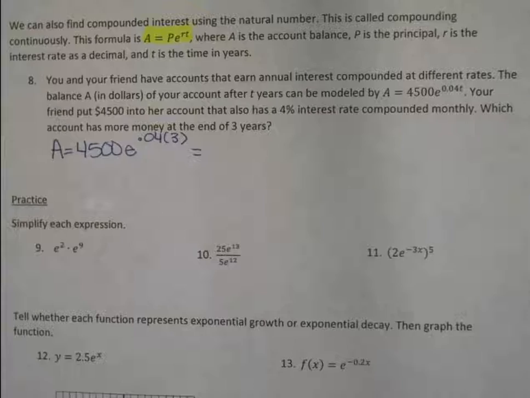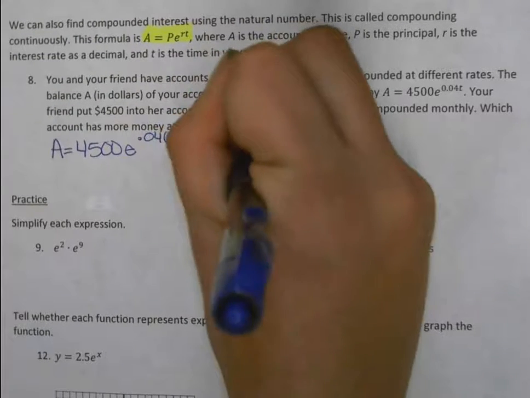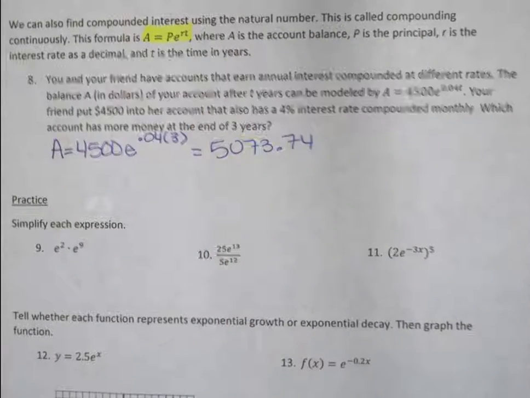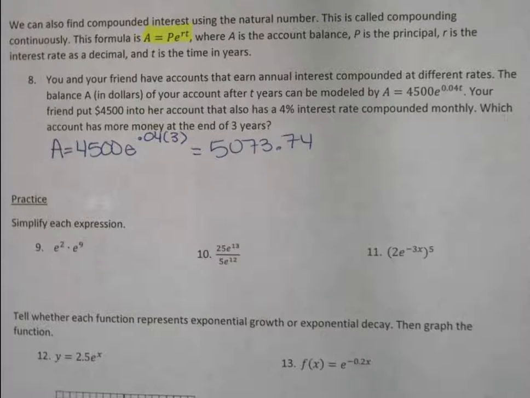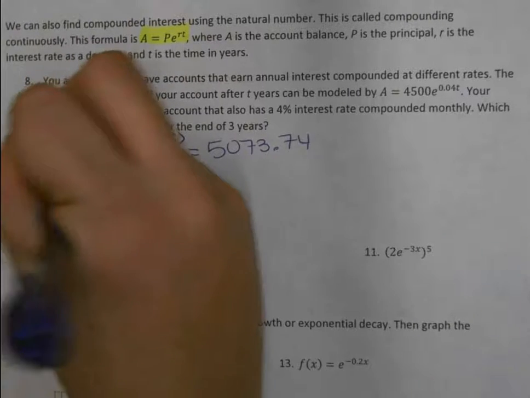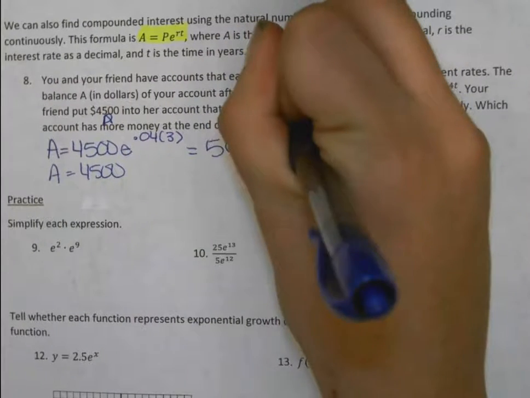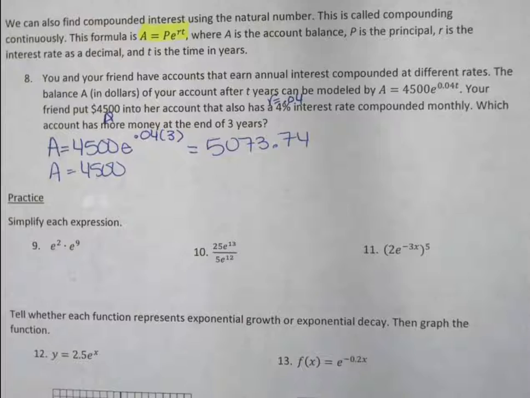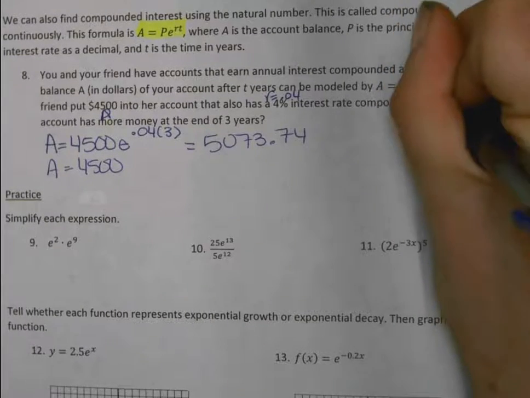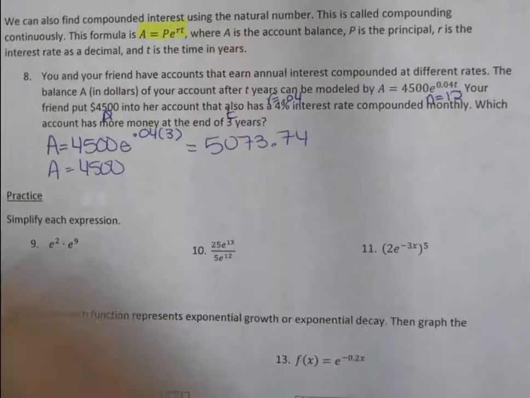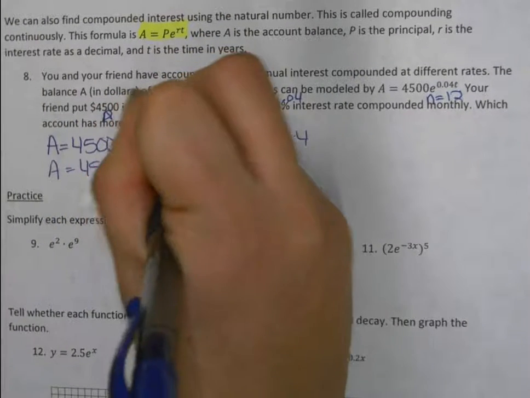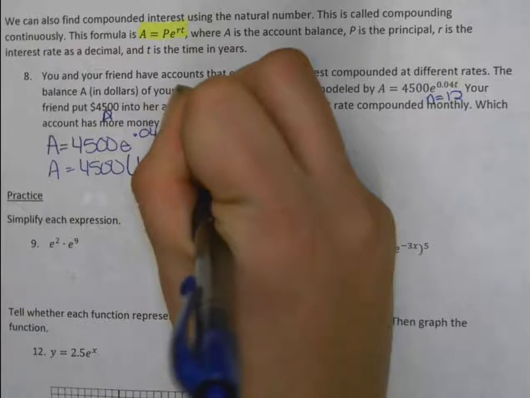How much money do I have at the end of 3 years? Okay. Then to figure out my friend's money, this is going to be the formula we learned yesterday for compounding. So my friend has the $4,500 as her initial balance. Her interest rate is 0.04 and it's compounded monthly. So that's my n, and then t is 3. So 1 plus 0.04 over 12, to the 12 times 3.